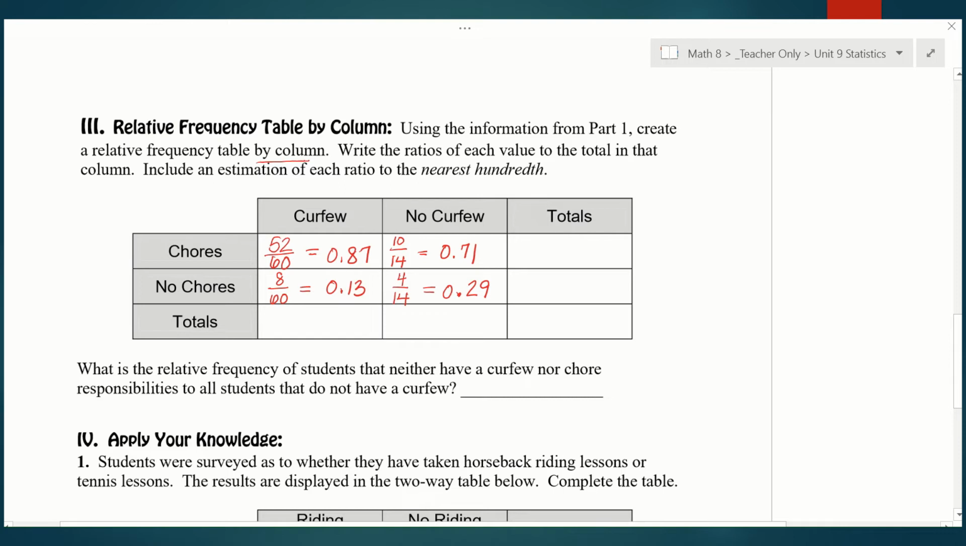Okay, and again, if I want to check and make sure I'm doing this right, 0.87 plus 0.13 is one whole. 0.71 plus 0.29 is also one whole. So I know I'm on the right track.